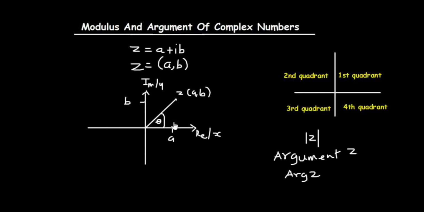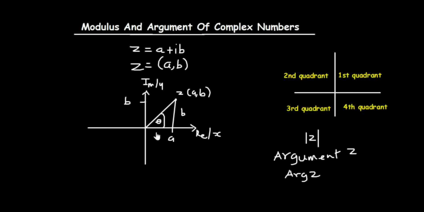Looking at this, we can draw a triangle from what I have here. Let's say we have this triangle. In this triangle, we have this side to be a, and this side to be b. Let's say I want to find this distance here, which is the modulus. How am I going to do that?